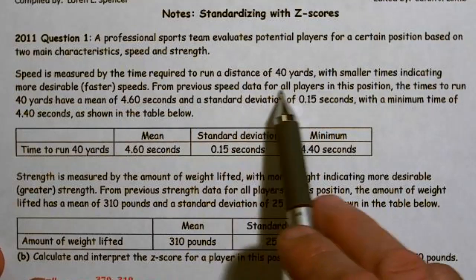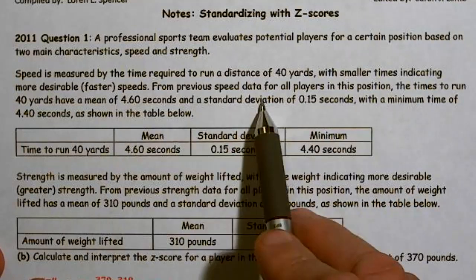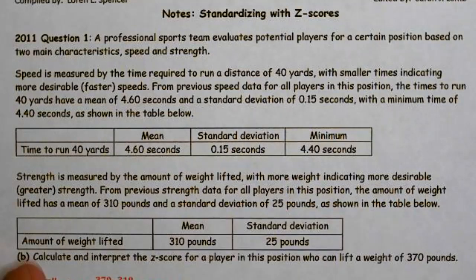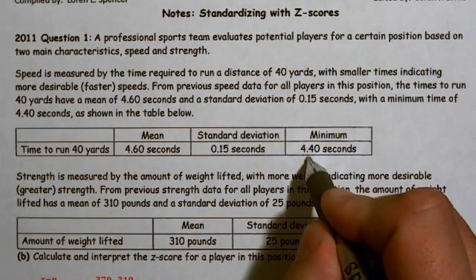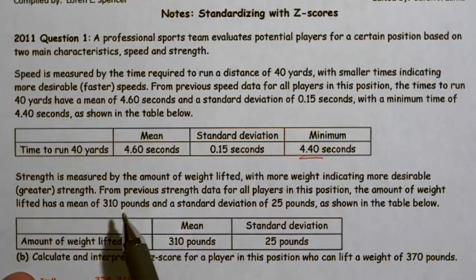From previous speed data from all players in this position, the times to run the 40 yards have a mean of 4.6 and a standard deviation of 0.15, with a minimum time of 4.4. We don't know what the maximum time is, but this was the fastest guy, 4.4. And by the way, in this particular problem, it was not a normal distribution. We'll talk about that at some other point, not in this video. But we can still use z-scores even though it's not normal.